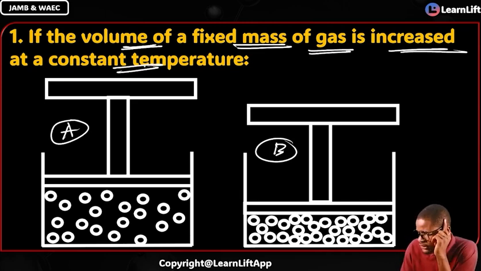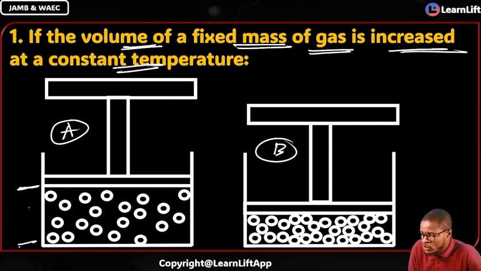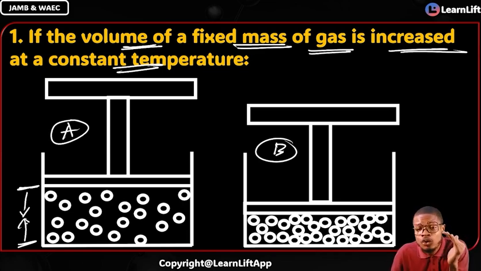Now, listen to this. The mass of A and the mass of B, both of them are the same fixed mass. If the volume of a fixed mass is increased at a constant temperature, A and B, tell me which one has higher volume. You can see that the volume from here down to this point, this guy here is more. So A has higher volume.